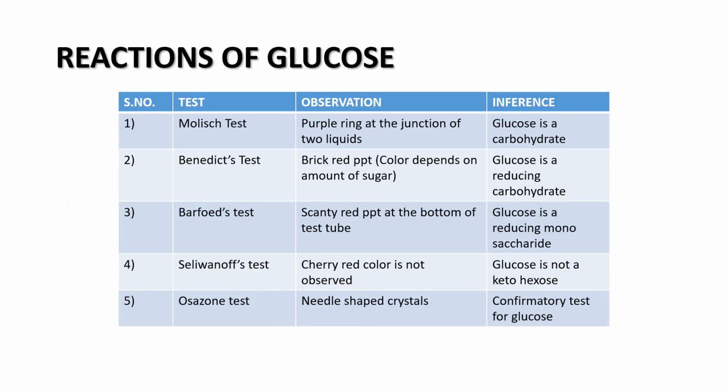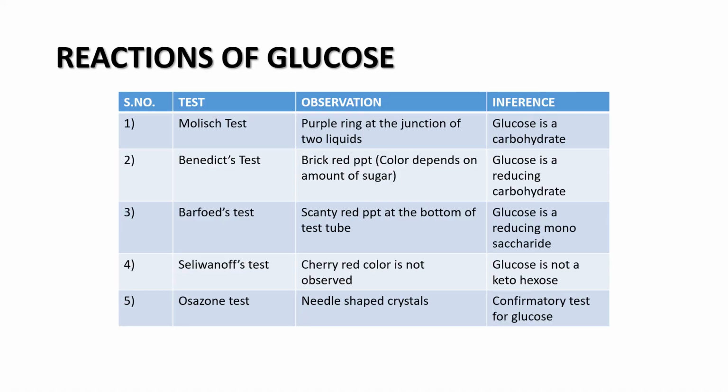Okay, so here we have a summary of the reactions of glucose. For the Molisch test, the observation is a purple ring at the junction of two liquids. Inference: glucose is a carbohydrate. For Benedict's test, a brick red precipitate is formed, but it will depend on the amount of sugar. Glucose is a reducing carbohydrate. For Barfoed's test, a scanty red precipitate at the bottom of the test tube, or a brick red or dark red precipitate, which means that glucose is a reducing monosaccharide.